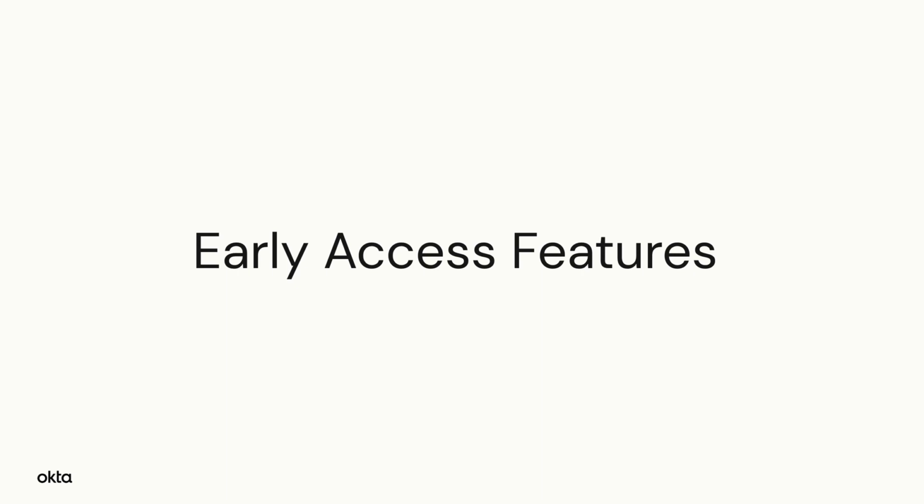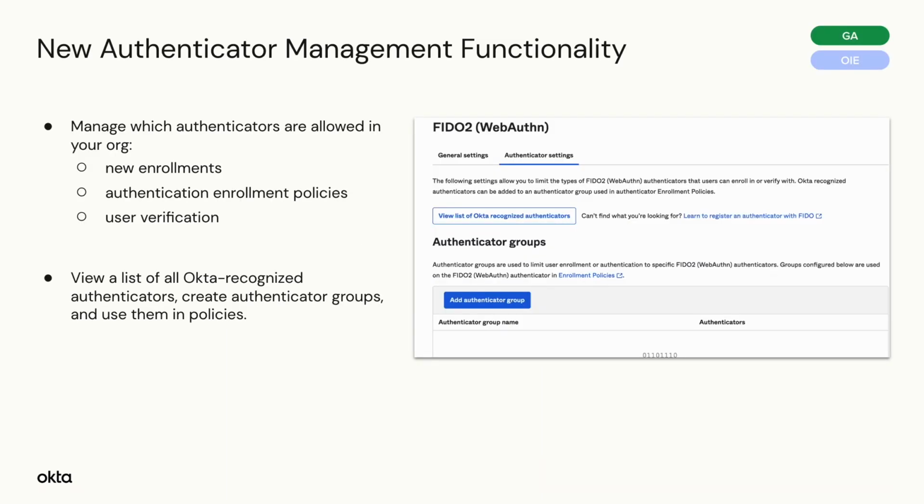Let's wrap up with a look at early access features now available. New Authenticator Management functionality. Okta now enables you to manage which authenticators are allowed in your org for new enrollments, authentication enrollment policies, and user verification. You can view a list of all Okta-recognized authenticators, create authenticator groups, and use them in policies. This allows admins to have greater control over which authenticators may be used in their orgs and determine which users may access them in a granular way. Learn more about this early access feature by visiting Configure the FIDO2 WebAuthn Authenticator in the Okta Help Center.